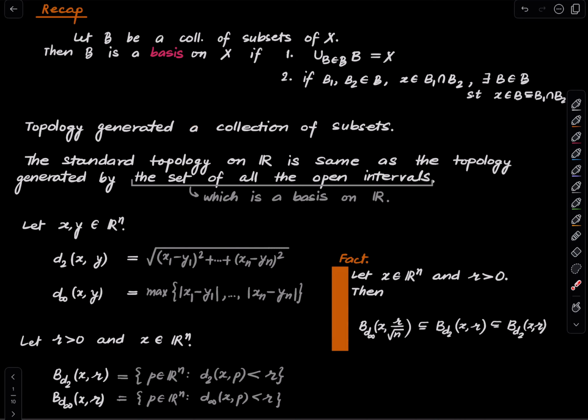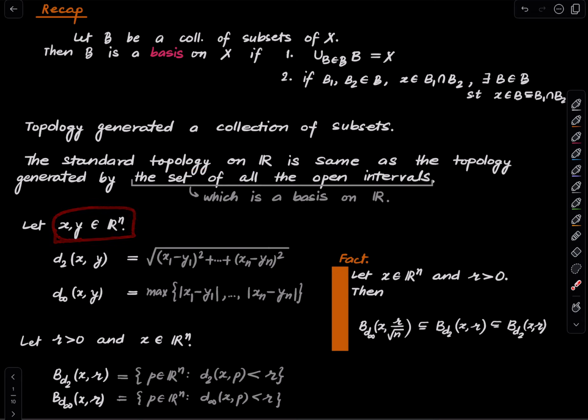Okay, the standard topology on the reals is the same as the topology generated by the set of all the open intervals. And recall that, as we mentioned in the previous lecture, the set of all the open intervals is a basis on the reals. So I don't want to recall what is the meaning of this, but anyway, let's move on.